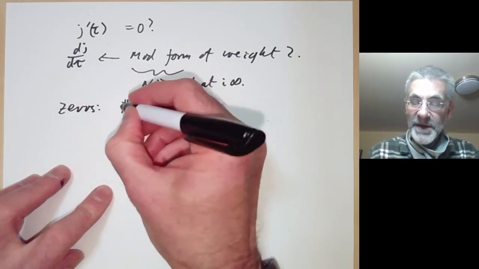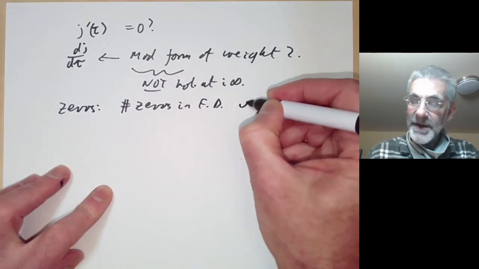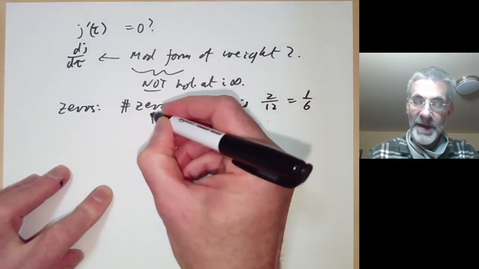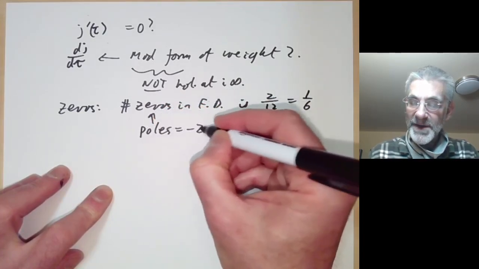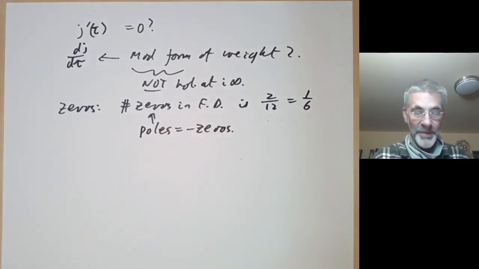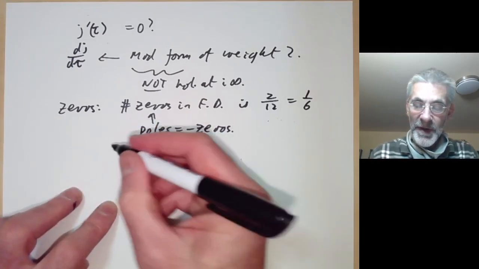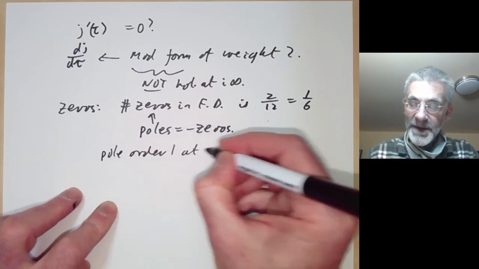Well, the number of zeros in a fundamental domain is 2 over 12, which is 1 over 6. And you've got to remember here we count poles as minus zeros. So a pole of order 1 means a 0 of order minus 1. And let's think about the zeros we know about. First of all, it's got a pole of order 1 at i infinity.